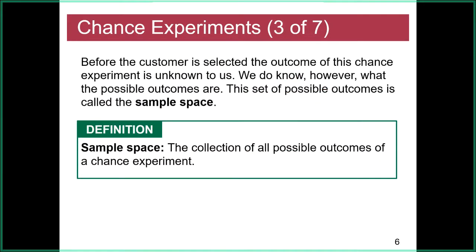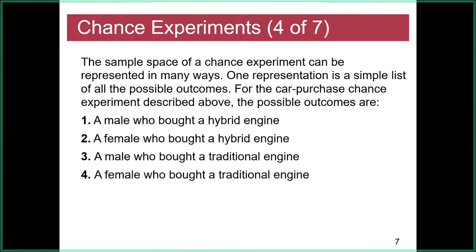Sample space, then, is a collection of all of those possible outcomes from that chance experiment. So like we said, we know beforehand what the possible results are. We just don't know which one is going to occur from that specific experiment. So we look at the sample space of each of these chance experiments. The sample space of a chance experiment can be represented in many ways.